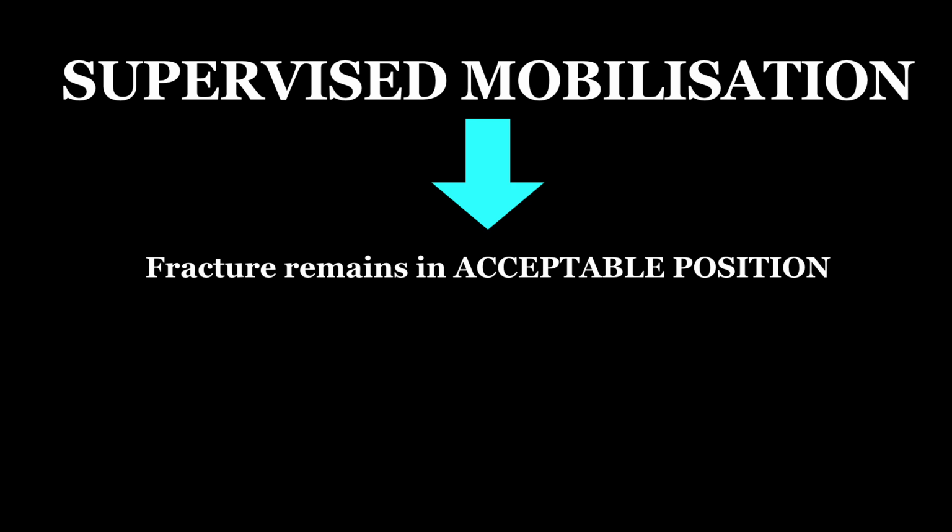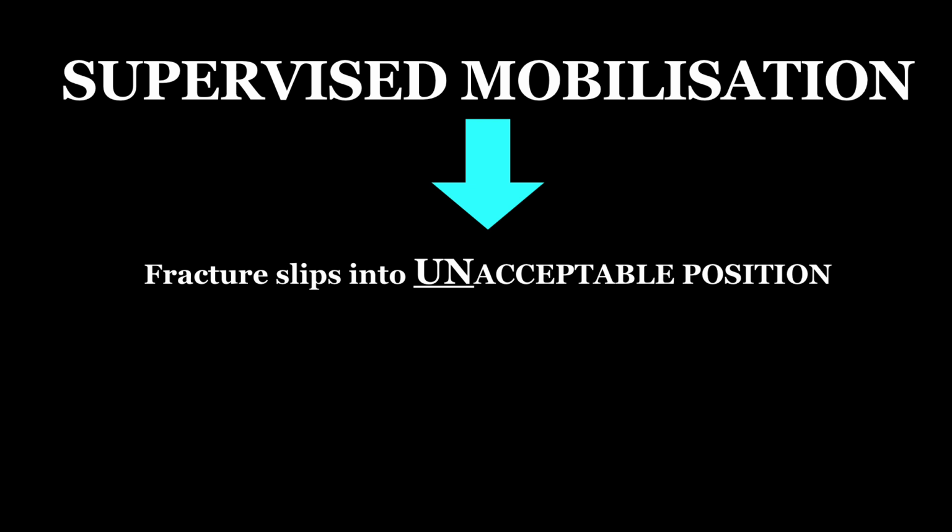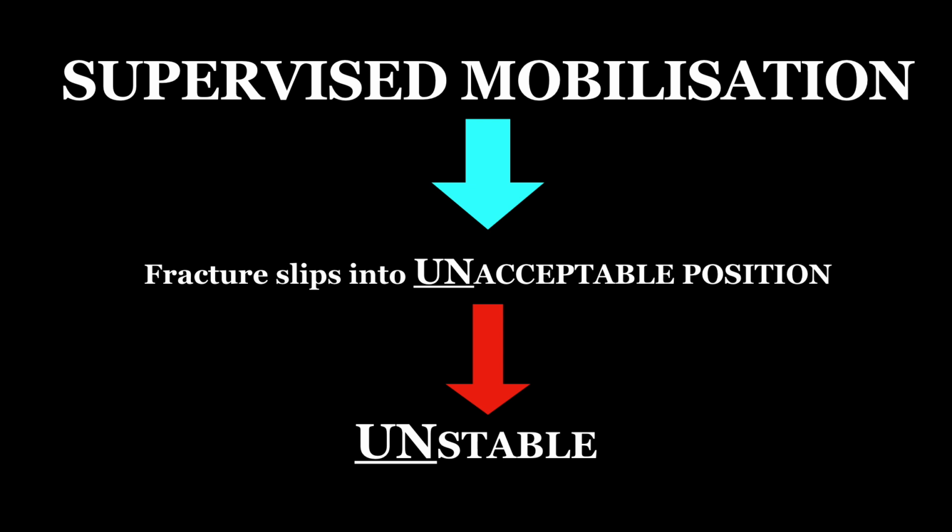Now, once the fracture is in an acceptable position, we have to ask the second question, which is: is the fracture stable? What the stability question is trying to answer is, if the hand undergoes supervised mobilization, will the fracture continue to remain in an acceptable position, in which case the fracture is deemed stable, or will mobilization of the hand cause the fracture to slip into an unacceptable position, in which case the fracture is deemed unstable?